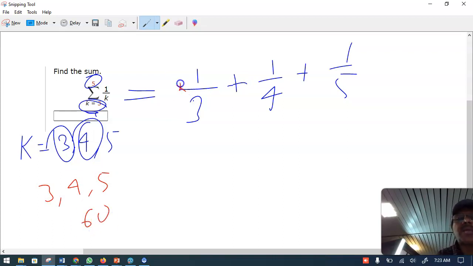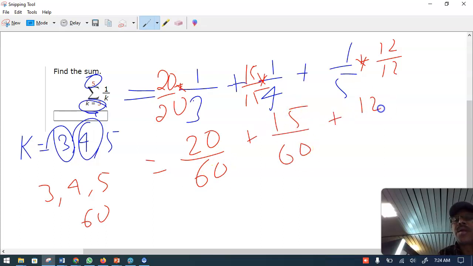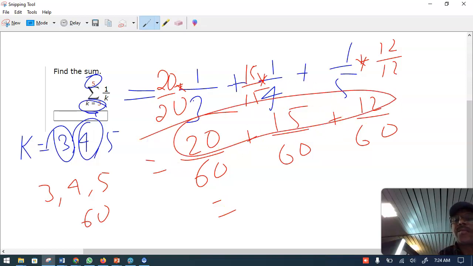So that means I have to multiply 20, 20 here. I'll have to multiply 15, 15 here. And you know the reason why I'm multiplying this by 12, 12 like this. I think 30, yeah, that's it. So this becomes 20 over 60 plus 15 over 60 plus 12 over 60. So you can add this together, 20, 35, and 47 over 60.